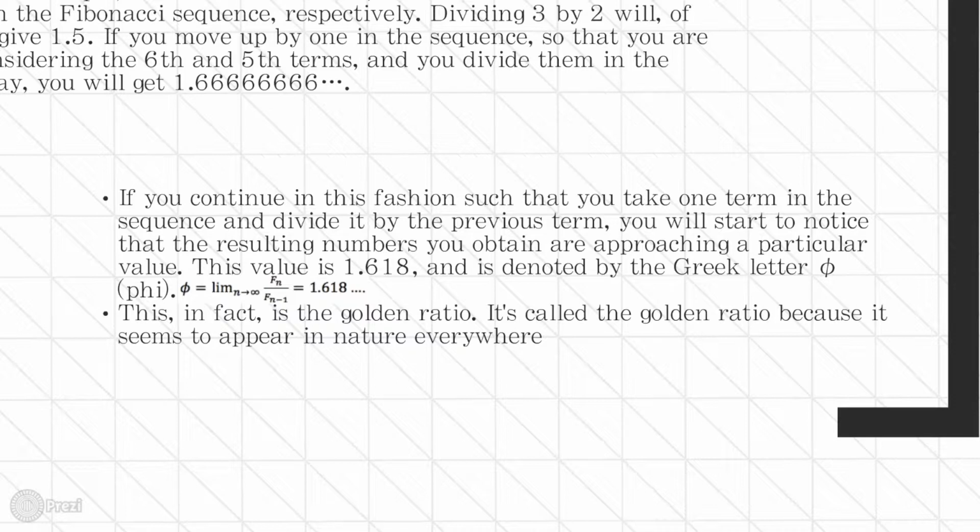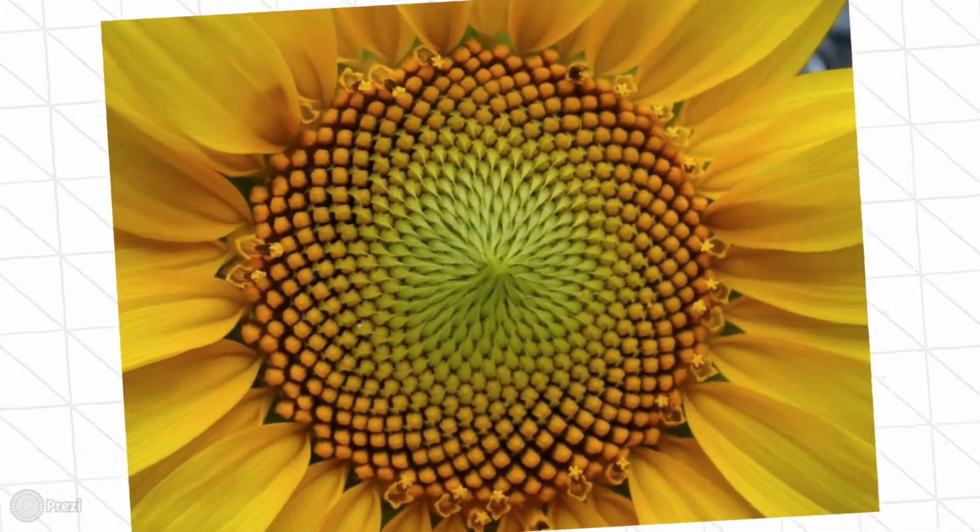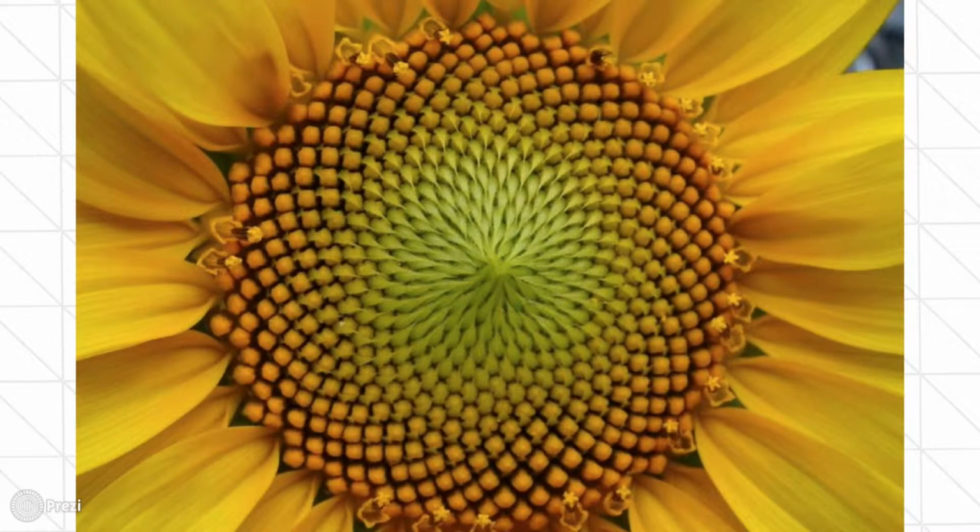It's also called the golden ratio because it seems to appear in nature everywhere, from seashells to galaxies to all kinds of things. It is a naturally occurring mathematical pattern that produces aesthetic scenes.